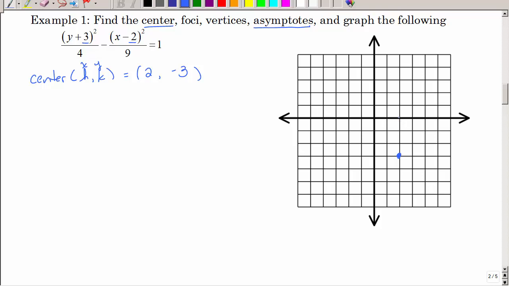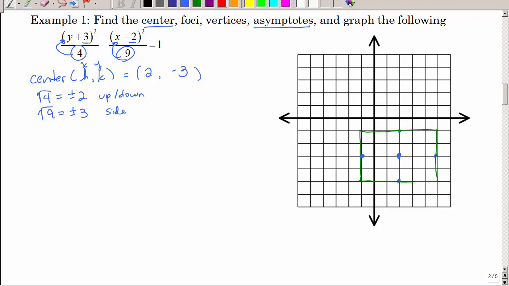Then, how are we going to graph it? Just like the ellipse, we're going to take the square root of those numbers, and since this came underneath y, we're going to go up and down from the center. We're going to take the square root of 9, and that became underneath x, so I want to go side to side from the center. And then we're going to make that box, connecting those dots, making a rectangle. That's not the graph, that's just going to help us graph it.